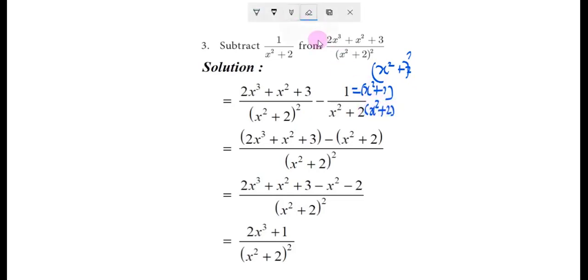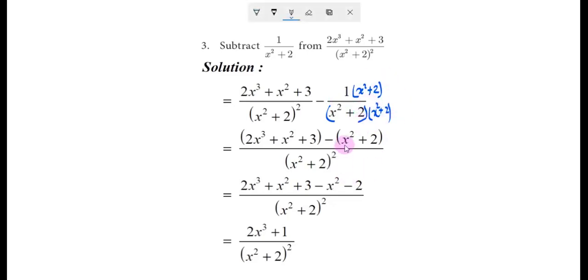So here we have 2 times x square plus 2. Here we have only 1 time x square plus 2. So in the denominator we need an extra 1 time x square plus 2. If we need it in the denominator, we will do the same in the numerator, so x square plus 2. Understood? This is like taking LCM.